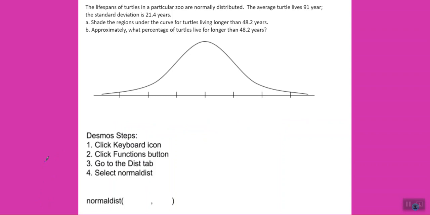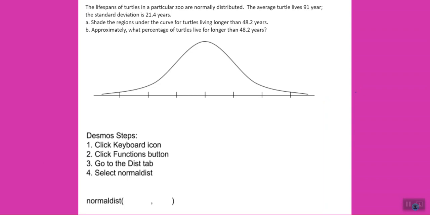So, the lifespans of turtles in a particular zoo are normally distributed. That's just telling us that we can use the normal curve for this example. The average turtle lives 91 years, and the standard deviation is 21.4 years. Shade the regions under the curve for turtles living longer than 48.2 years. So let's do that part first.